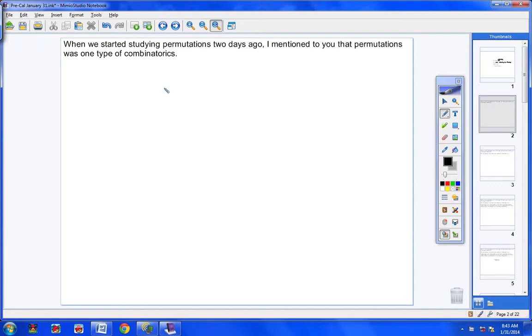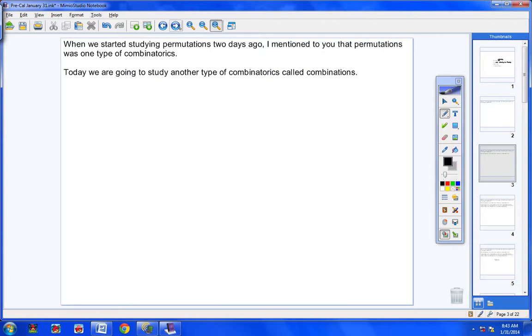Let's go ahead and grab your notebooks, pens, pencils, calculators, books, all the stuff you need, and let's get started. When we started studying permutations 2 days ago, I did mention to you that permutations was one type of combinatorics. Today we are going to study another type called combinations. Okay, so let's not get confused here. We've looked at 2 types of combinatorics. One was permutations, and now one is going to be called combinations. Okay, they are entirely different. Okay, so make sure you understand that.